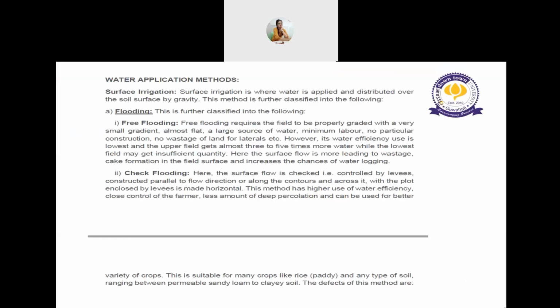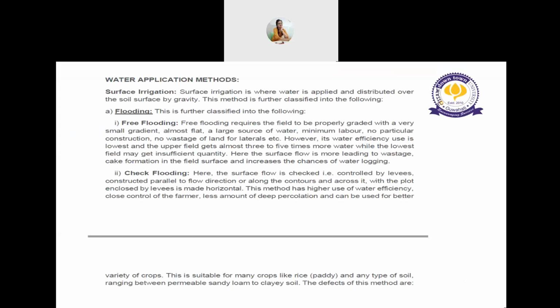Water application methods. Surface irrigation is where water is applied and distributed over the soil surface by gravity. This method is further classified into flooding, which is further classified into the following: one is free flooding and two is check flooding.